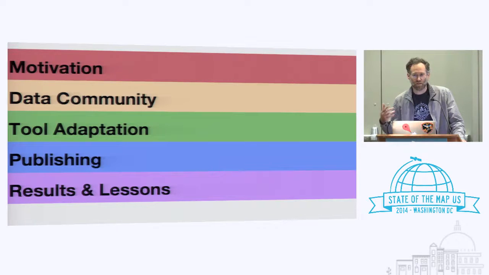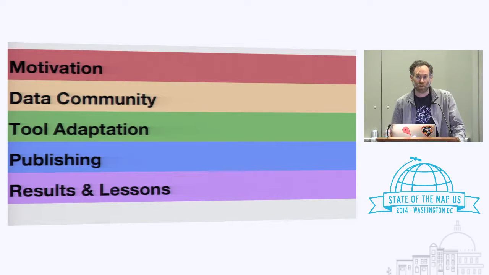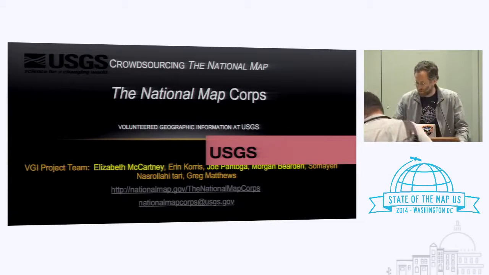So we have two case studies. We'll start with the USGS National Map Corps, and we're going to take five parts for each case study. What's the motivation for looking at OpenStreetMap as infrastructure? What kind of community is involved, who are the users, and what are their motivations for working with data within our projects? What kinds of adaptations and customizations have we had to make to the OpenStreetMap toolset to enable that? What is the point? What are we publishing? What are we getting out into the world at the end of all of this work on data? And then finally, some of the results from these projects, and lessons and ideas for what can happen in the future with OpenStreetMap infrastructure. So I will turn it over to Elizabeth for the National Map Corps.